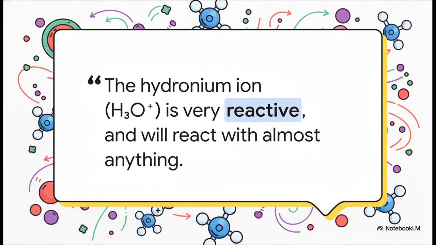A free proton is so reactive, it instantly gloms onto a water molecule, forming hydronium. This new ion is incredibly unstable and just desperately wants to get rid of that extra proton, so it'll aggressively try to pass it to almost anything it bumps into.